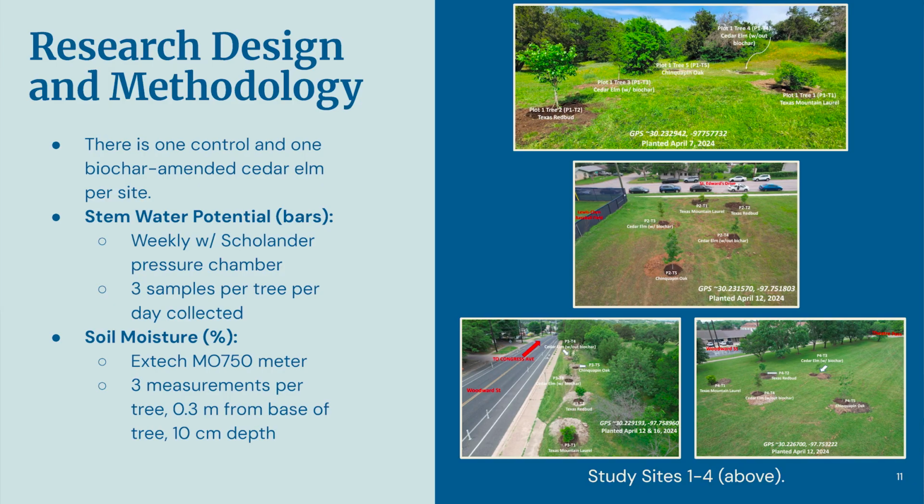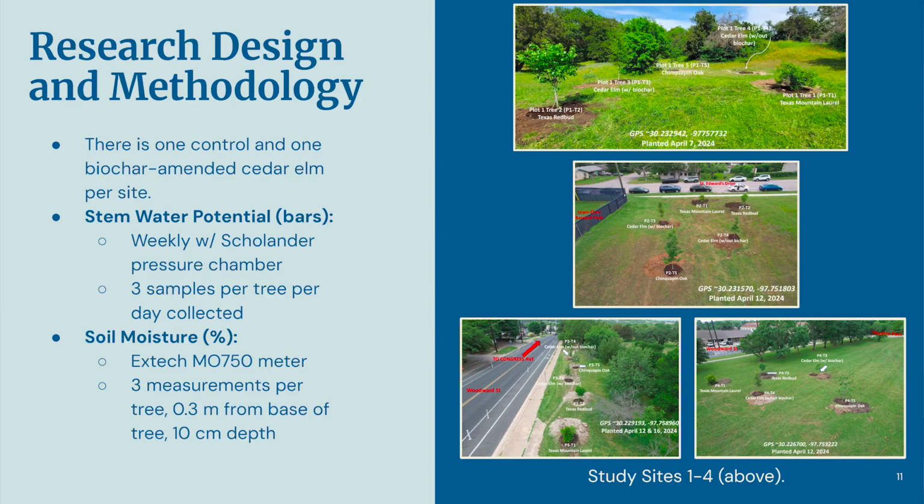My methodology was fairly simple. At each of the 4 sites that I studied, there is 1 cedar elm tree that has been amended with biochar and 1 that has been kept as a control. I took 3 cuttings from each tree each week, so it was triplicate samples, for the water potential. For soil moisture, I used a soil probe, and I took 3 measurements at equidistance around the base of the tree, again for triplicate measurements.